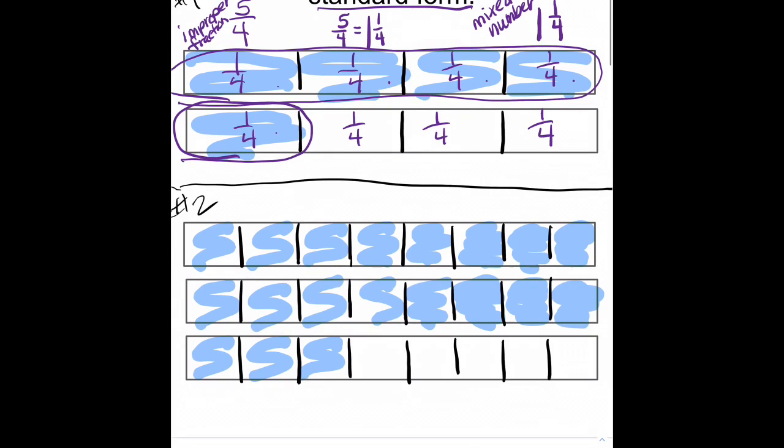So let's look at this second problem, problem number 2. So I'm going to start with my improper fraction. So I'm going to count how many boxes I have here. 1, 2, 3, 4, 5, 6, 7, 8. So my fraction bars are cut into 1/8. They're cut into eighths. So I'm going to write 1/8 in each one of my boxes. And that's just going to take me a minute.